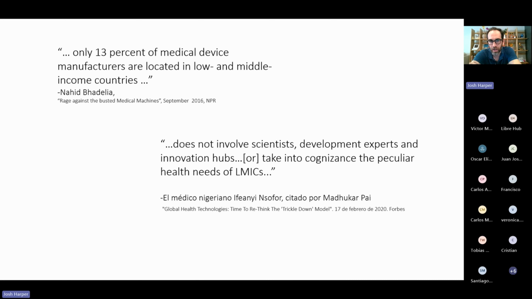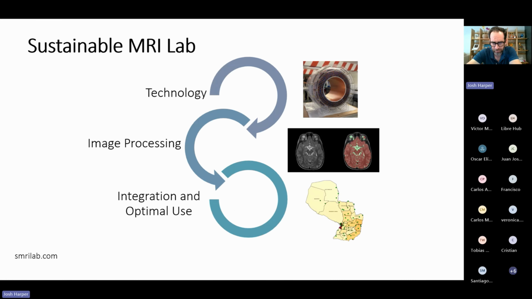And then also, according to a prominent Nigerian doctor, the technologies aren't developed with scientists and experts from low and middle income countries in mind, and they don't always take into account the particular health needs of those countries. So what happens is technologies are often developed in high income countries, and then they're donated or sold to the lower middle income countries, and they don't last very long because they just aren't appropriate for that setting.